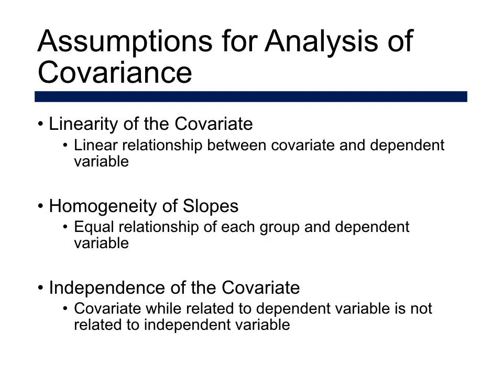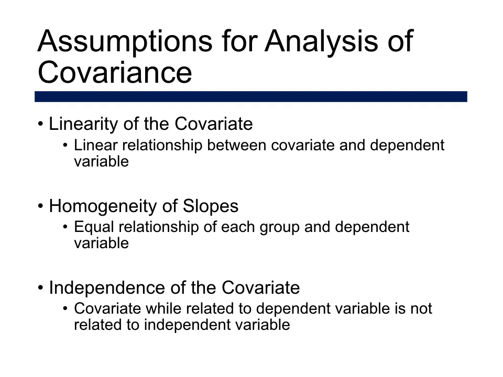Homogeneity of the slopes means that ANCOVA assumes that the slopes of the regression for each group are parallel. This means that the groups must all have an equal relationship with the dependent variable. If the slopes of the groups are not parallel, then the groups have a different relationship with the dependent variable.